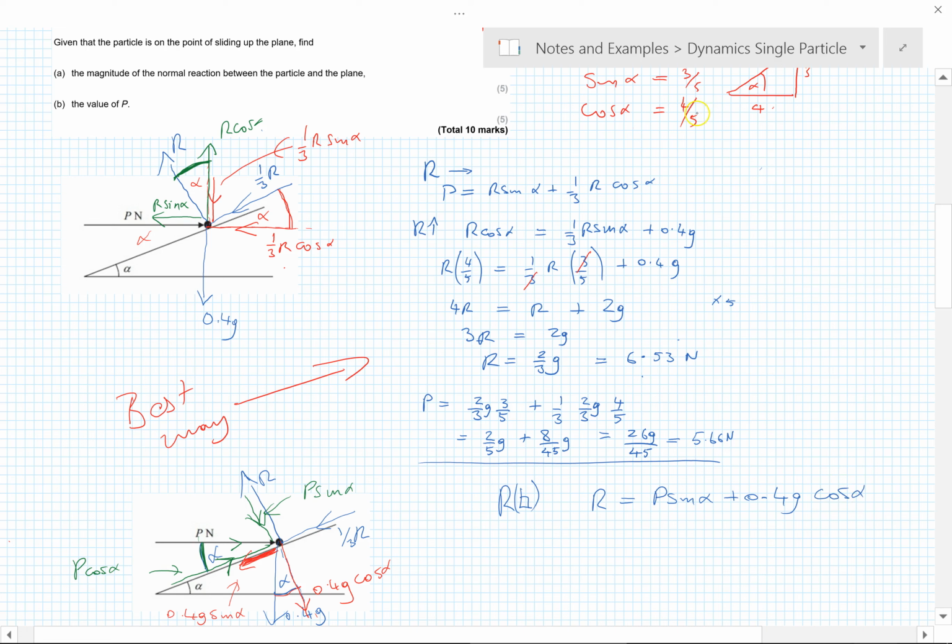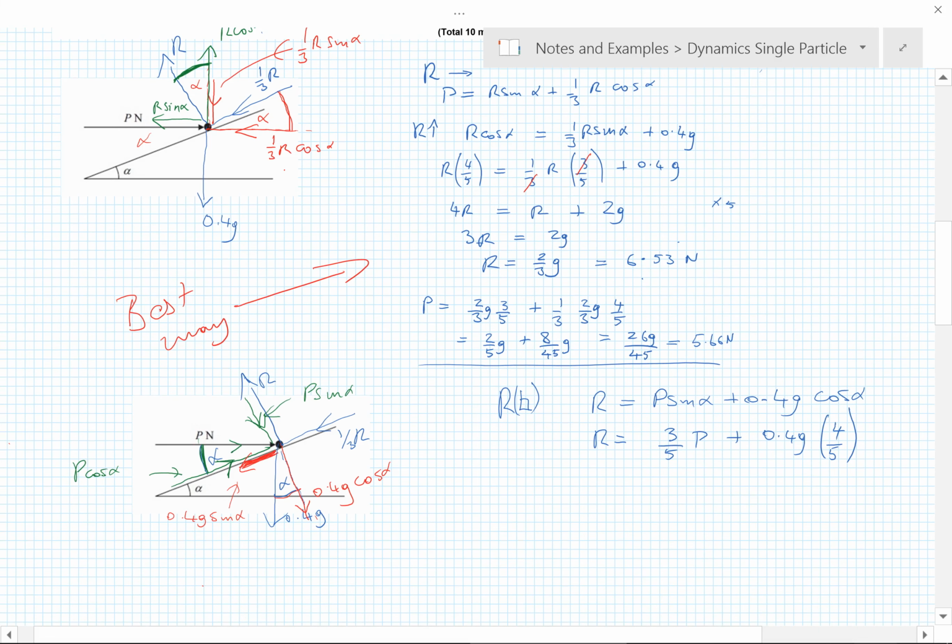Now we have sine alpha and cos alpha here. Sine alpha is 3 over 5 and cos alpha is 4 over 5. So let's sub those in. But the problem is, and it's kind of obvious really, when we resolved vertically there, we only had R in our formula, whereas here we've got an R and a P in our formula, so we can't really do anything directly with that. So we're going to leave that one as is for the moment.